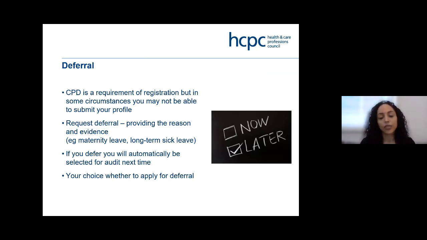But as I say, the time period is 3 months, which is a good amount of time. My main key message, if anything, is that if you are selected and you're worried or you feel like you need more time, reach out to us, contact us, and we will do our best to support you through that process.